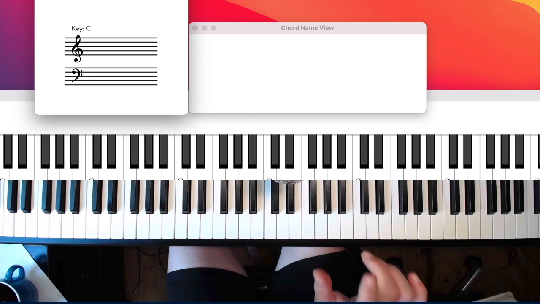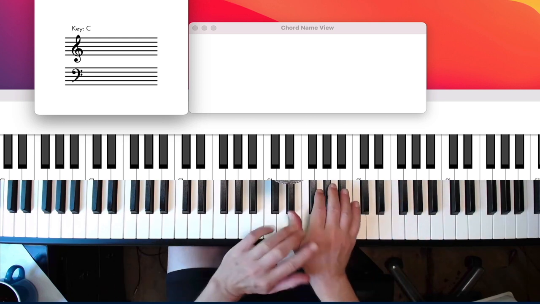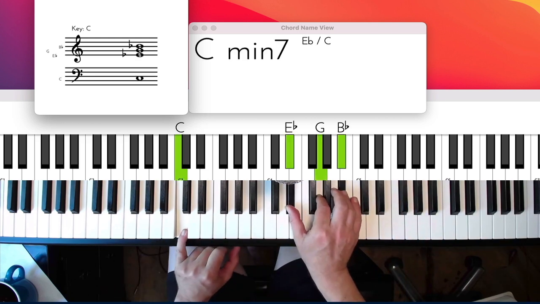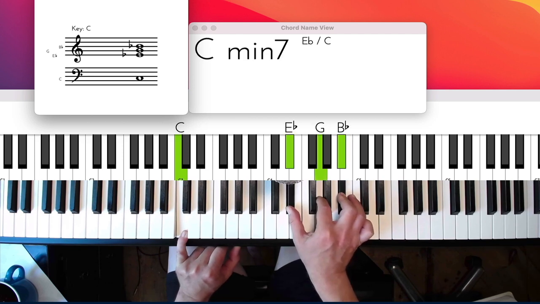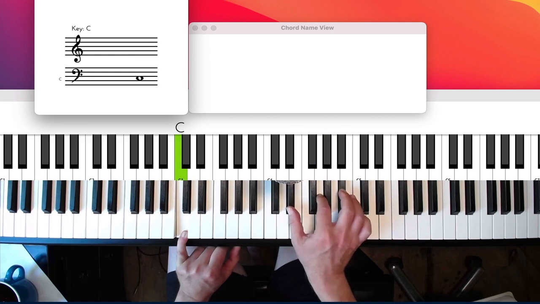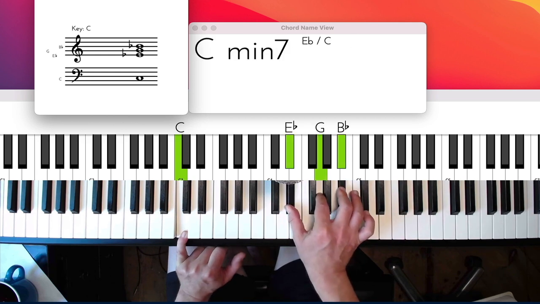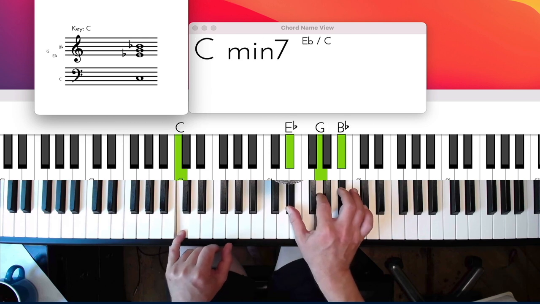Okay, first, if we listen to it the first time, nothing bad. It's a C minor 7. If we put the E flat diatonic, it gets all mixed up. So this E flat major triad together with the C is the C minor 7.